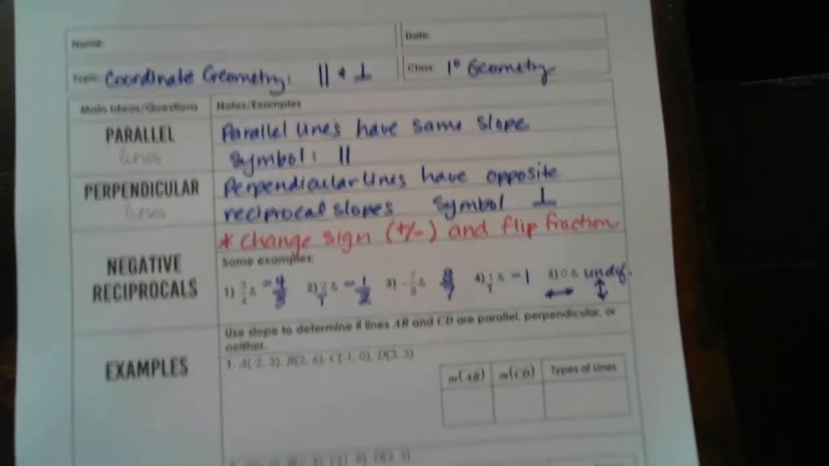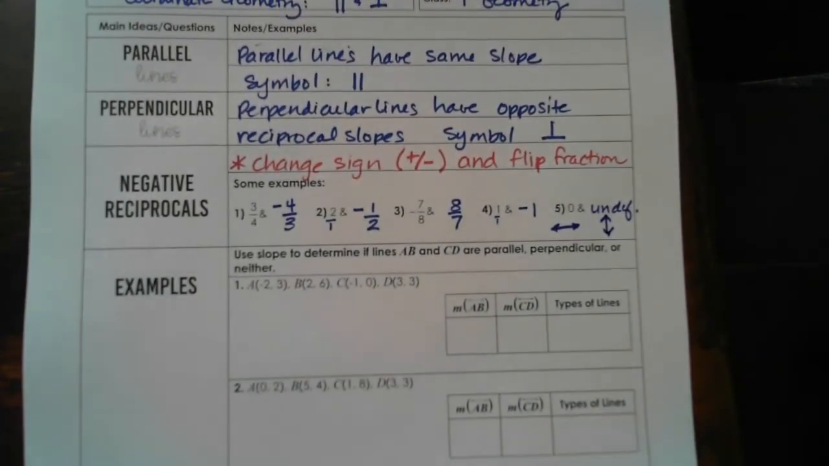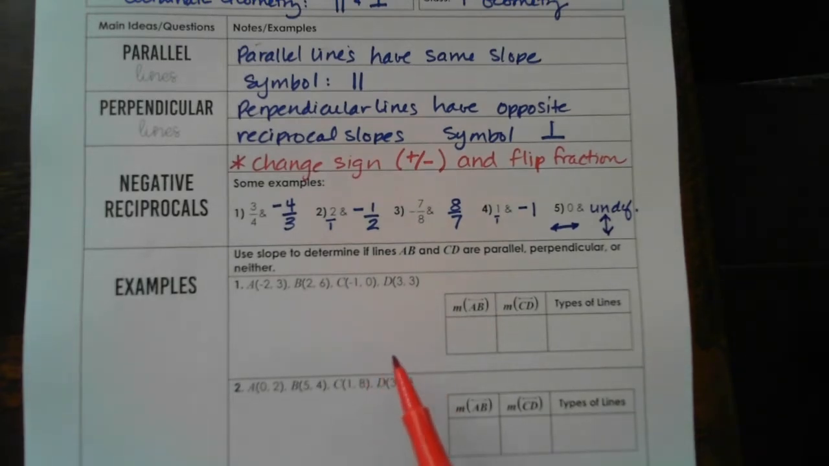So let's do a couple of examples here. In these examples, we're going to have two different lines that we're trying to find the slope of, to determine if they are the same slopes, or if they are opposite reciprocals, or if they're neither one of those two things.